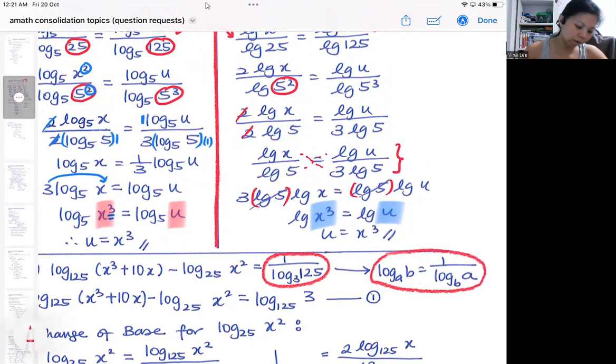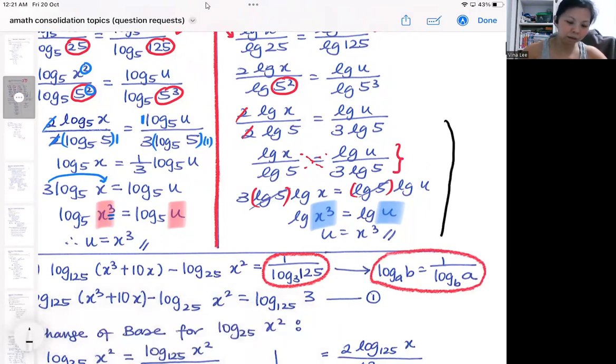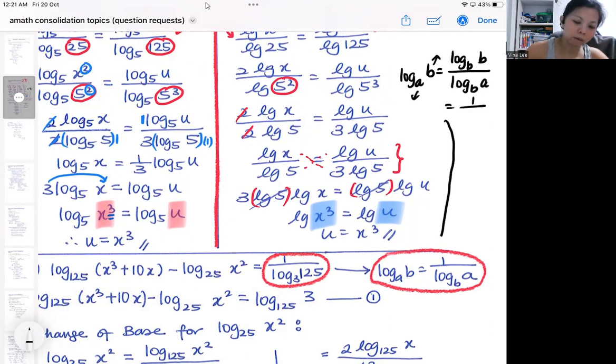In case you're not aware of this formula, it is just the normal change of base, except that I change to base B. I decided to change to base B, so I can do a heaven and earth. So that's where I get 1 over log d A. So this formula is useful when you detect that it's just a change in the number.